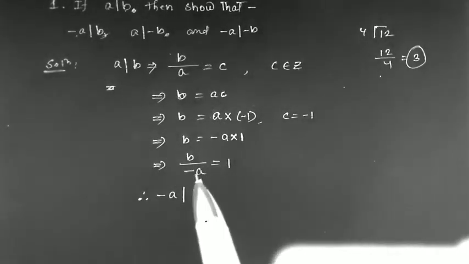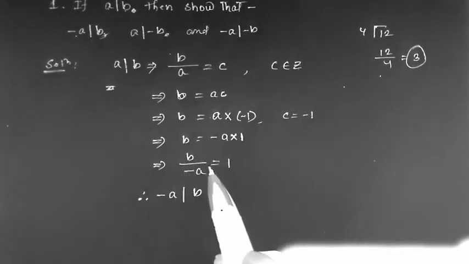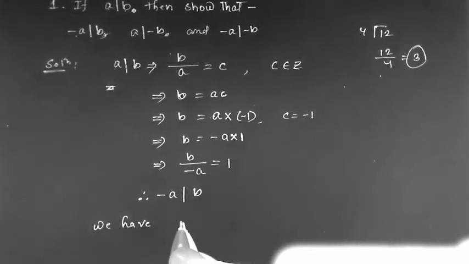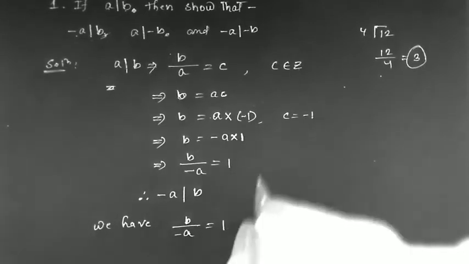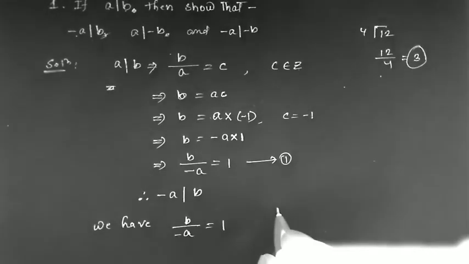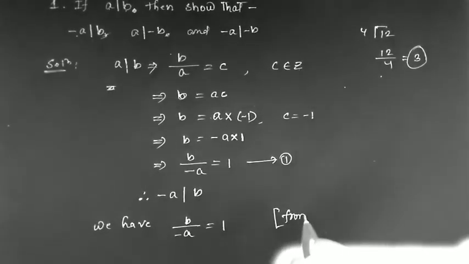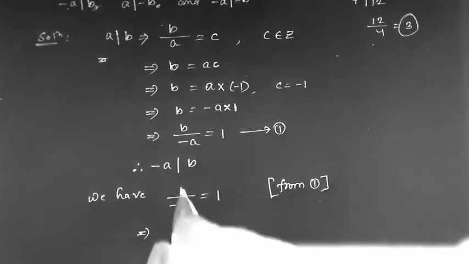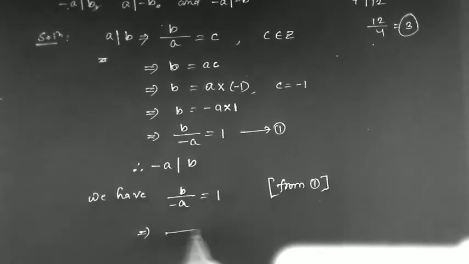Now see the second one, a divides minus b. We can do this from this sum, very easy. See, we have b by minus a is equal to 1. This is equation number 1. From 1 you can write, now see, very easy thing. If we multiply both numerator and denominator by minus, minus b upon minus into minus a is equal to 1.